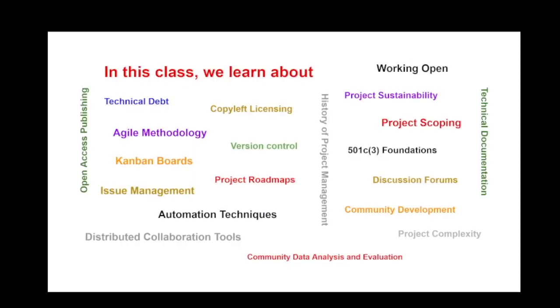So in this class, we'll learn about a lot of things. We'll learn about open access publishing, technical debt, agile methodology, Kanban boards, copyleft licensing, version control, project roadmaps, issue management, automation techniques, distributed collaboration tools, community data analysis and evaluation, the history of project management, working open, project sustainability, project scoping, 501c3 foundations, technical documentation, discussion forums, community development, and project complexity.